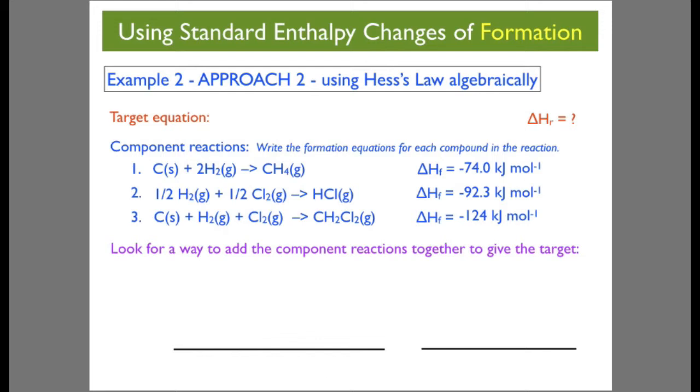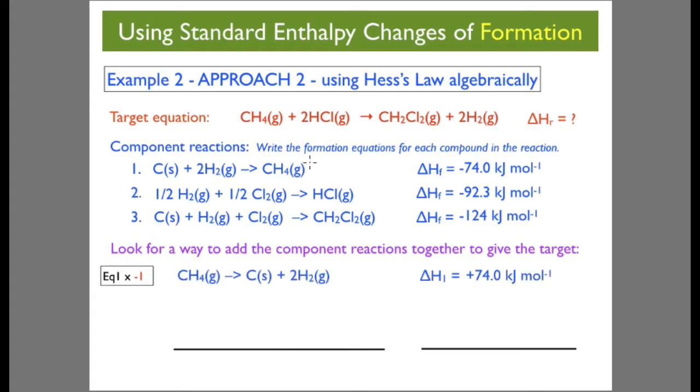Okay, approach 2, we can use Hess's law again, and the algebraic route. We've got the target equation here, methane plus hydrochloric acid gives us the dichloromethane. You write your component reactions, and write the formation equations for each compound in the reaction. And then we'll look at ways that we can add them together to get this target equation. Well, let's have a look. We've got carbon this side, that's no good to us. Methane is a product here, but it's a reactant here, and it's a 1 to 1. So multiply that by -1. And we need to change the sign there. See, we change the sign because we multiply by -1.